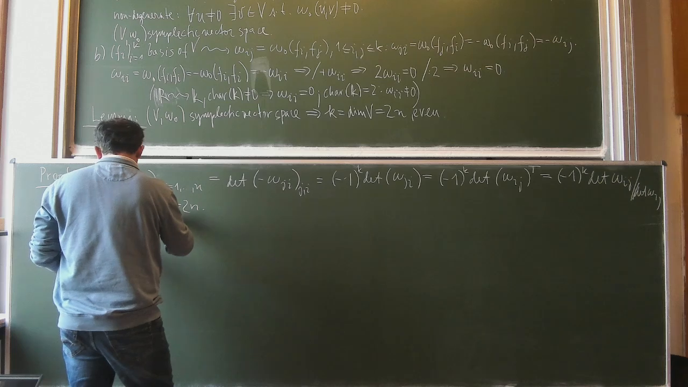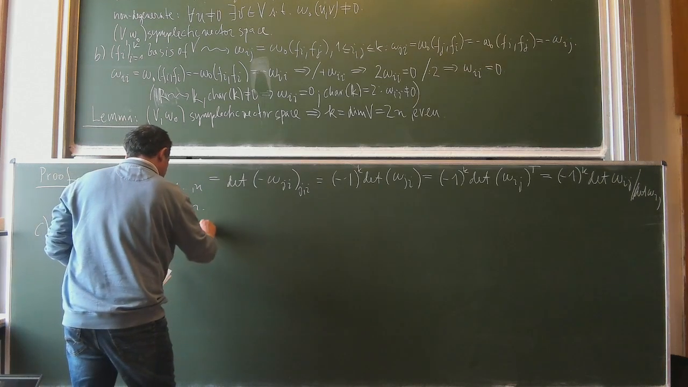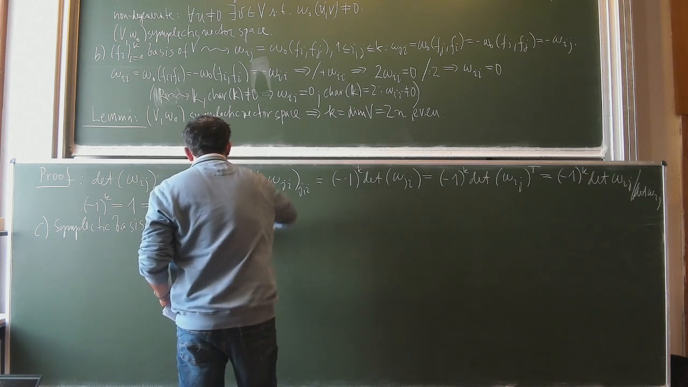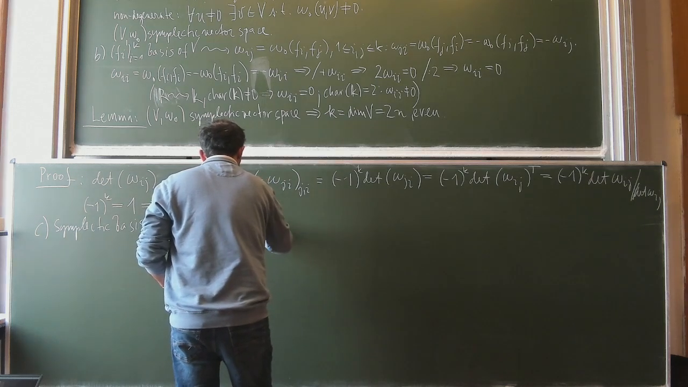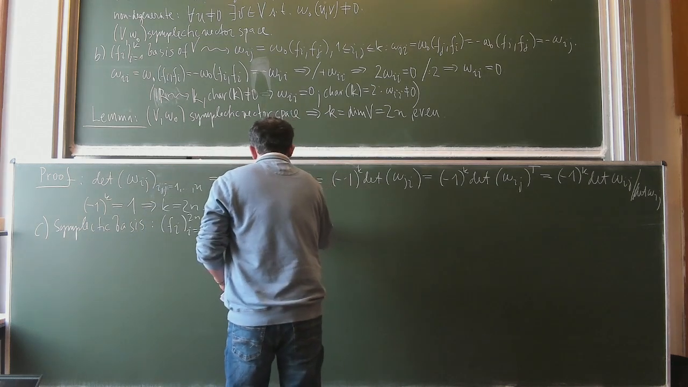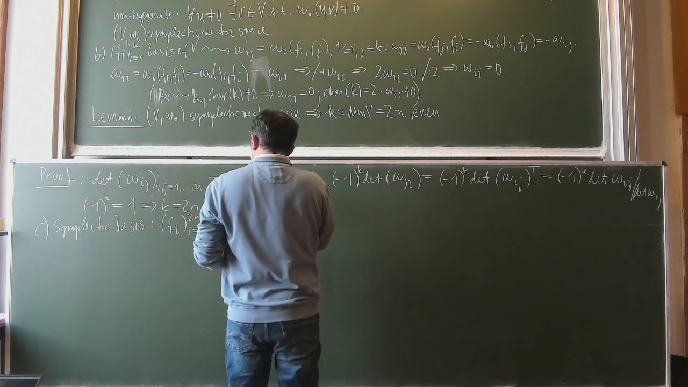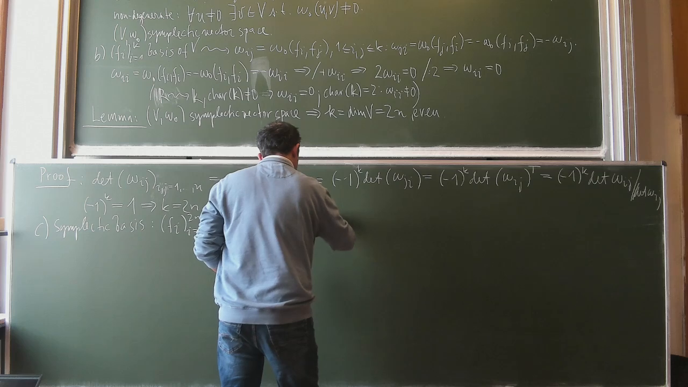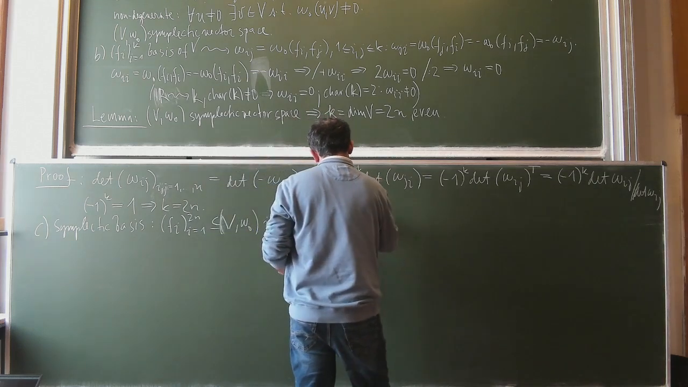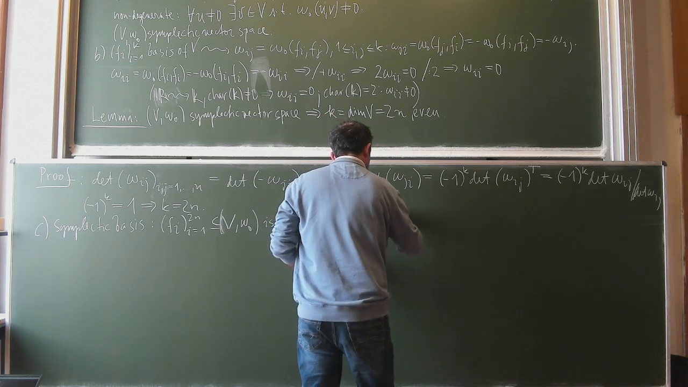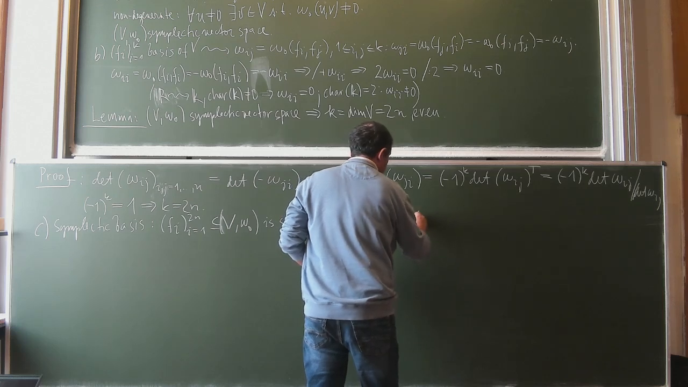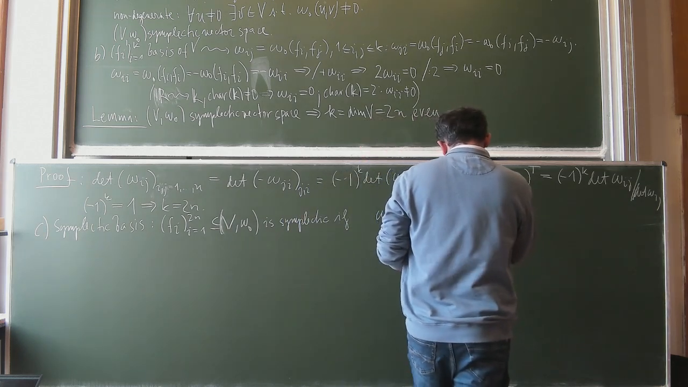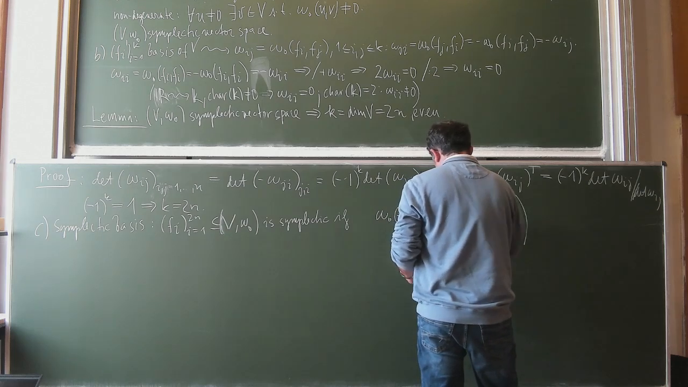So the basis of a vector space V equipped with the symplectic form is so-called symplectic if the matrix omega(f_i, f_j) is of this form.